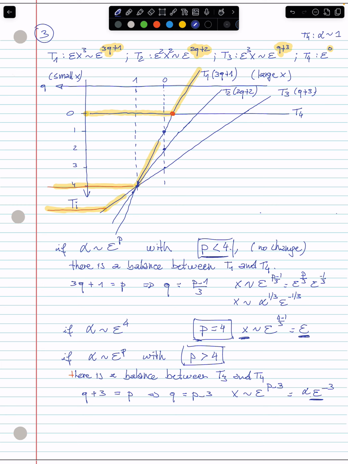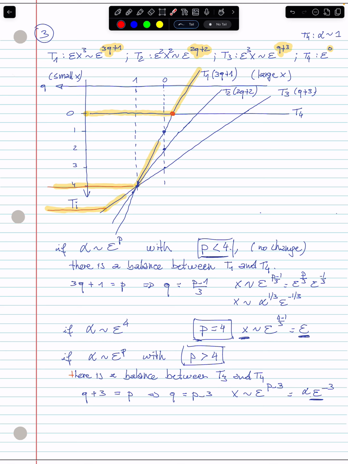We need to discuss the order of magnitude of the different roots of that equation as a function of the order of magnitude of alpha. All right, and there is basically no other possibility because as alpha changes, this line T4 travels up and down, and that's the only configurations that we can find.